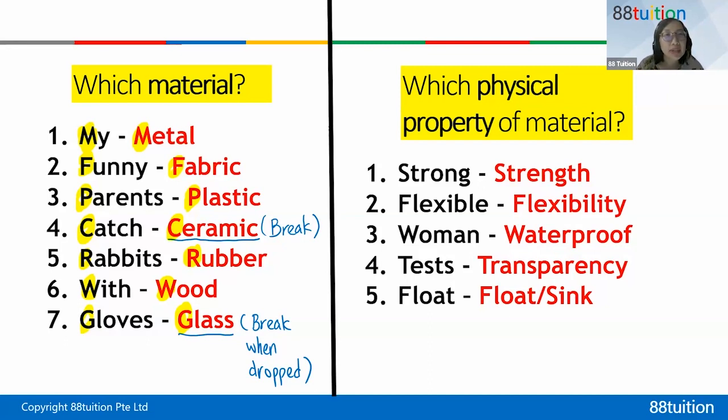All right. Okay, so 1, 2, 3, 4. Okay, good job. Evan, you got all 7. Right. So these are the 7 materials.